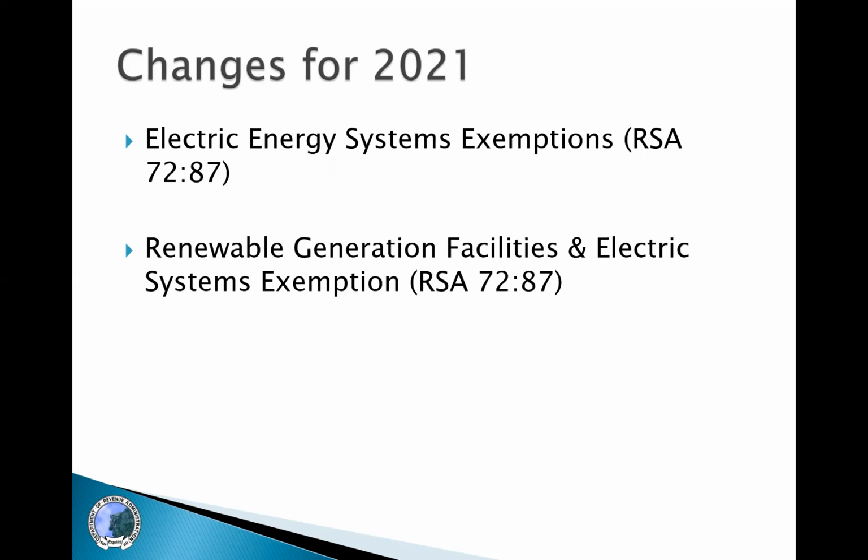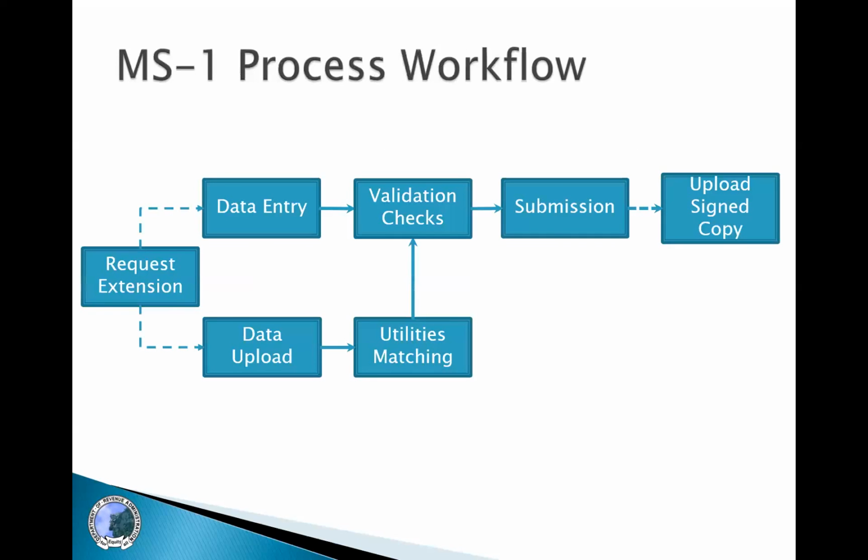So first, things that are new for 2021, the electric energy systems exemption and the renewable generation facilities and electric system exemption. So 2 new exemptions for 21, we'll see those on the form. And there are 2 workflow processes that you can go through. So first, you can request an extension. We'll take a look at how to do that. There have been quite a few coming in already.